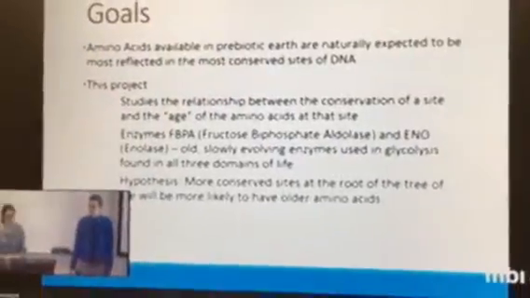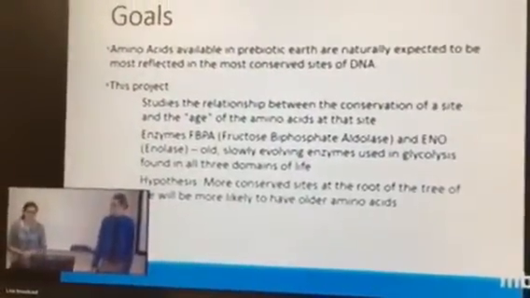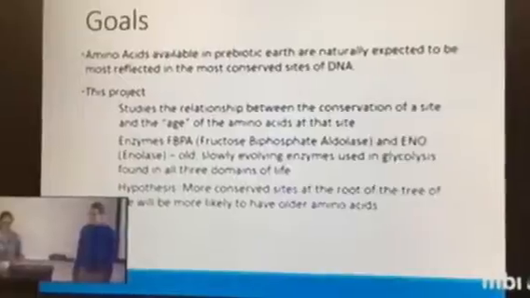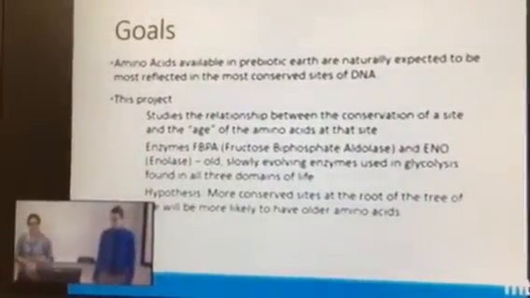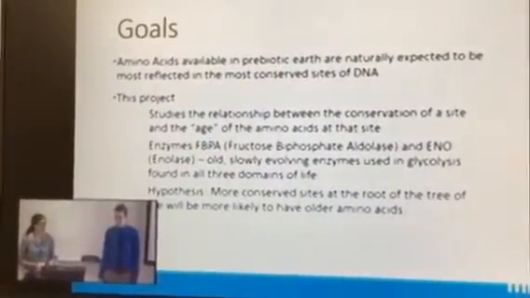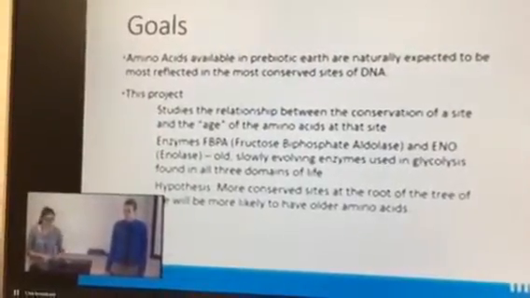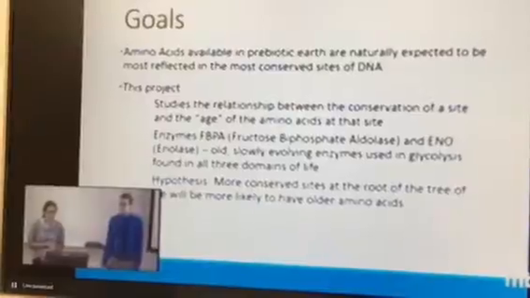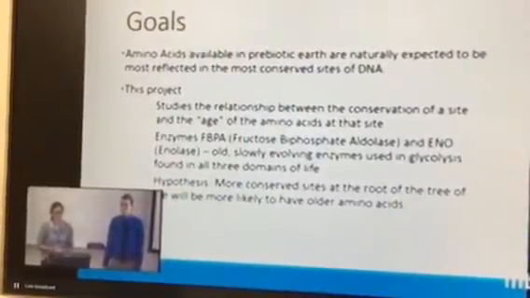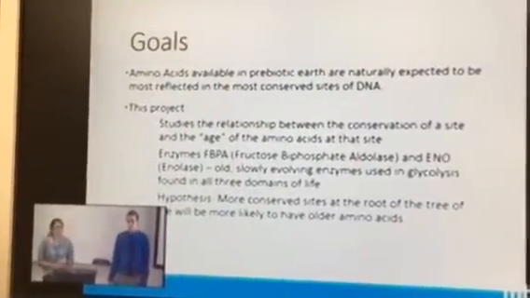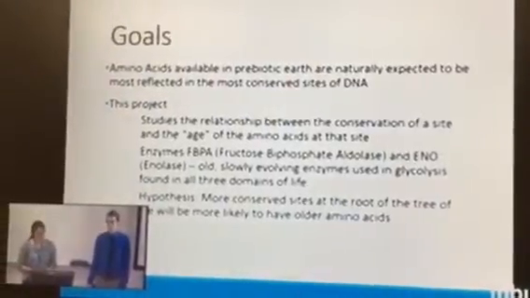All three domains of life in the glycolysis pathway. They're believed to be very old enzymes and slowly evolving, which makes them really good candidates for this project, like looking at the beginning of life. So our hypothesis was that the more conserved sites at the root of the tree will be more likely to have the older amino acids.